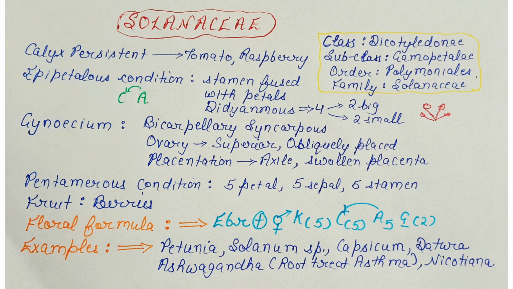Examples are Petunia, Solanum species like Solanum tuberosum known as potato, Solanum melongena known as brinjal, Capsicum frutescens, Datura which yields the stramonium alkaloid used in asthma, Ashwagandha known as Withania somnifera is used to treat asthma, and the Nicotiana is used as the fumigatory substance.